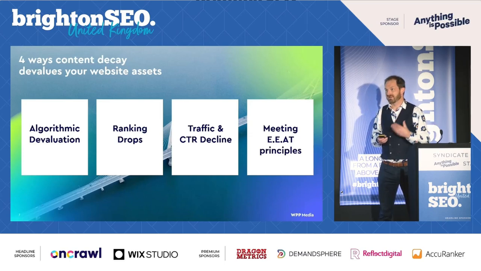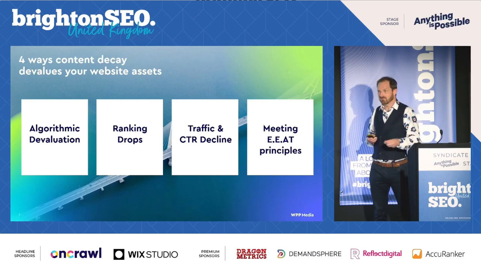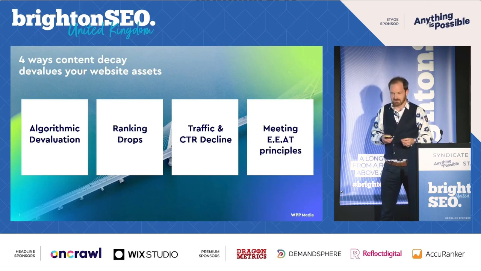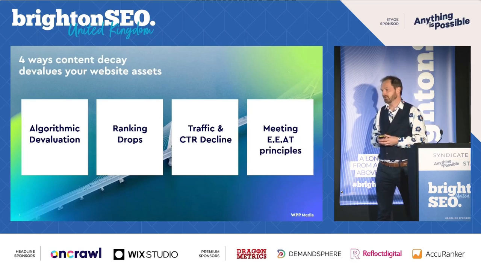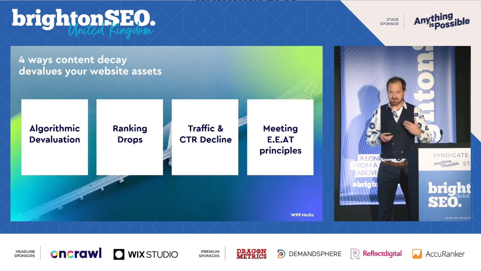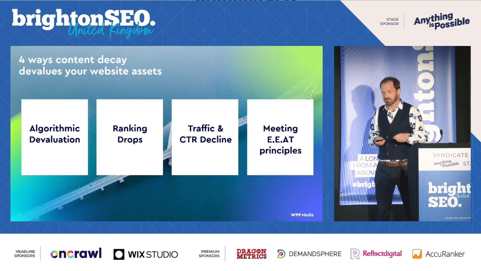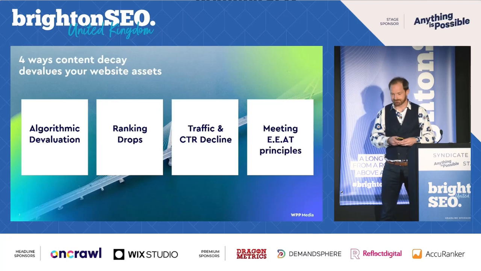And the first one is that algorithmic devaluation. Search engines, by their very nature, reward fresh, relevant content. So systematically, they're going to devalue most of that old content. And as their content becomes less relevant to the sort of needs of the user, you're going to see drops in rankings, which is ultimately going to see a drop in traffic and click-through. But also, if you think about it, as the content gets older, it's not going to meet the standards that we need today for a modern content strategy. So simple things around expertise, authority, and trust.